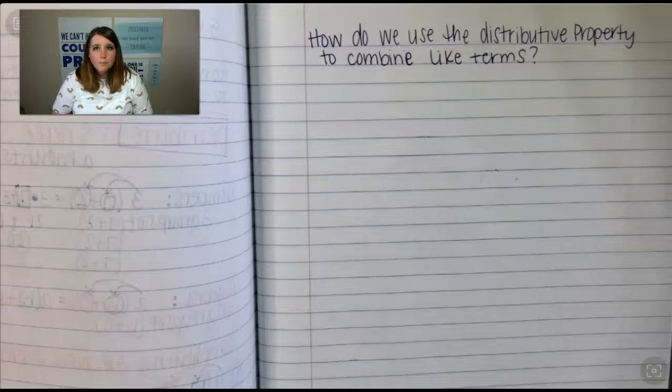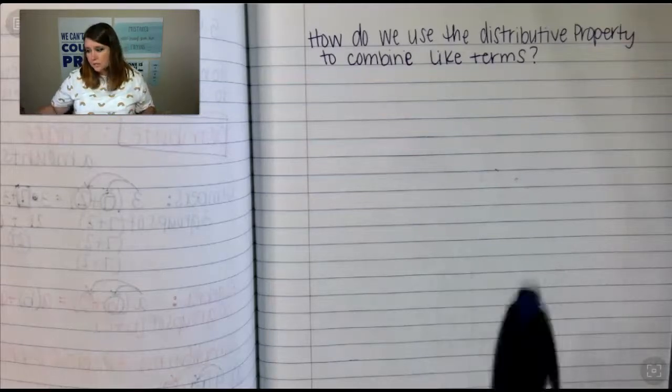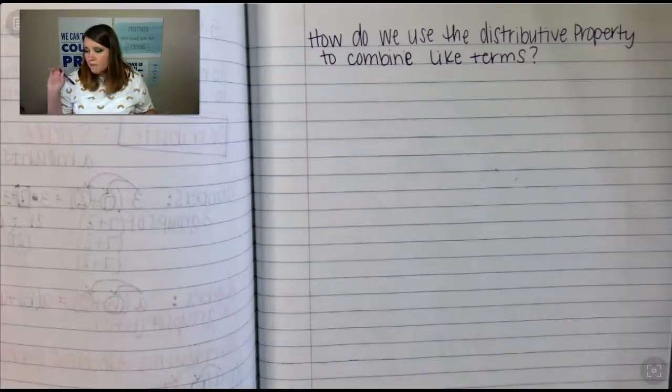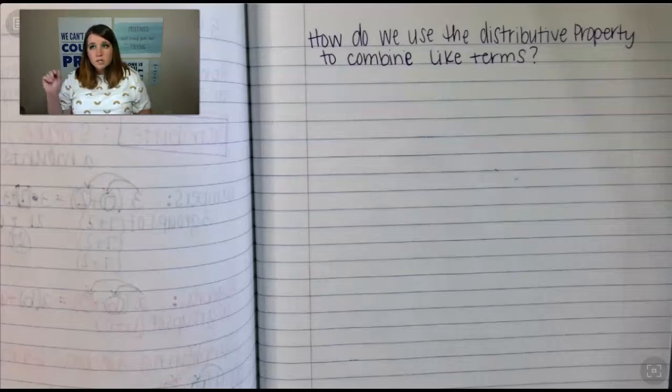Yesterday we started working on the distributive property and we learned how to share our outside number to all the terms on the inside of the parentheses. Today we're going to finish up our success criteria by answering this question: how do we use the distributive property to combine like terms?